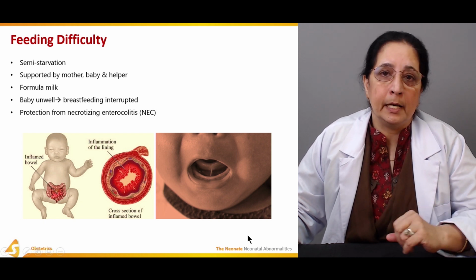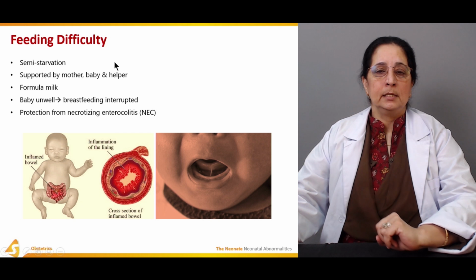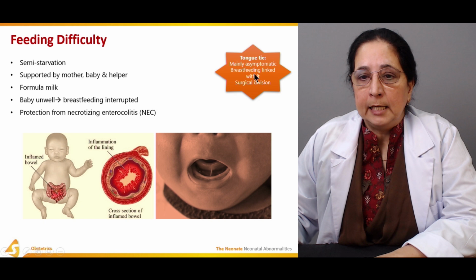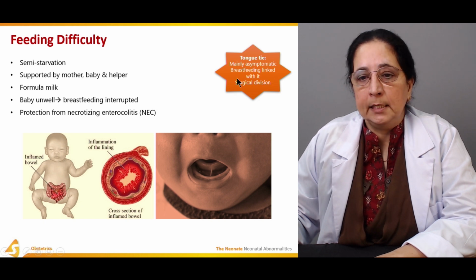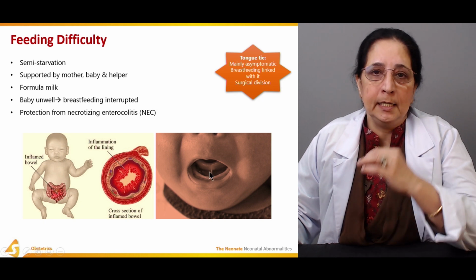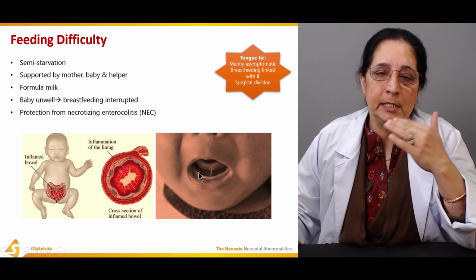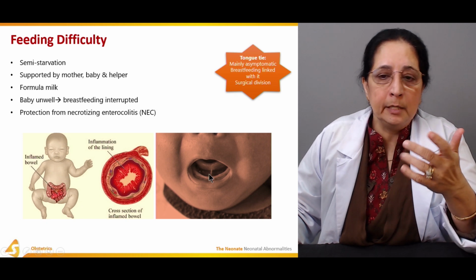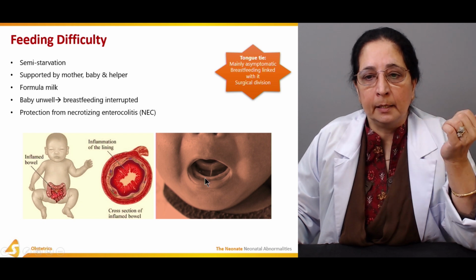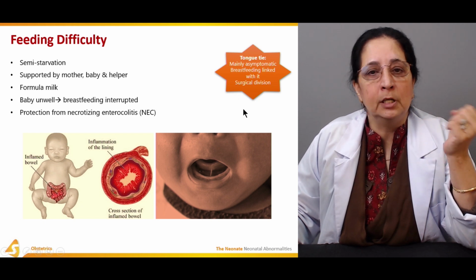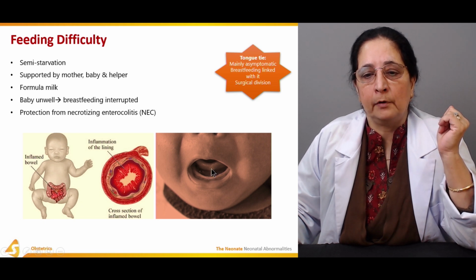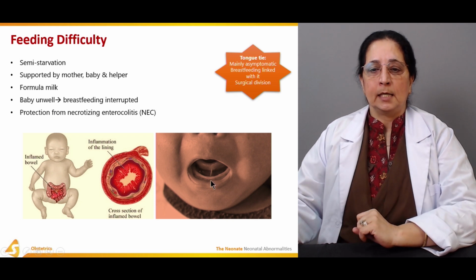Tongue tie is one abnormality. So this is a feeding problem. Tongue tie is mainly asymptomatic, but breastfeeding can be affected, and it is treated by surgical division. In tongue tie, the baby cannot move the tongue, and this can cause a feeding problem. It is relieved or treated by surgical division, the separation of the tongue from the tie. So this is tongue tie.